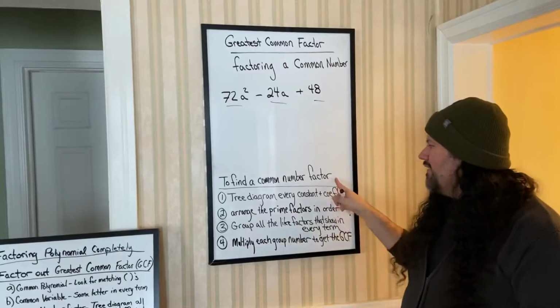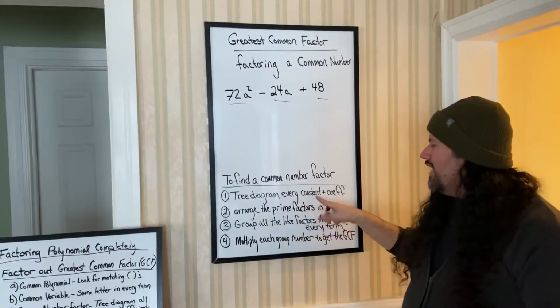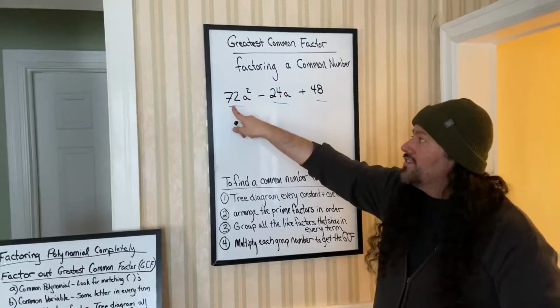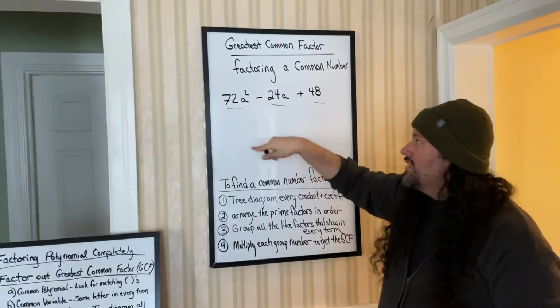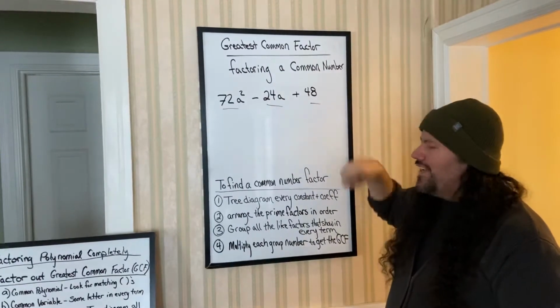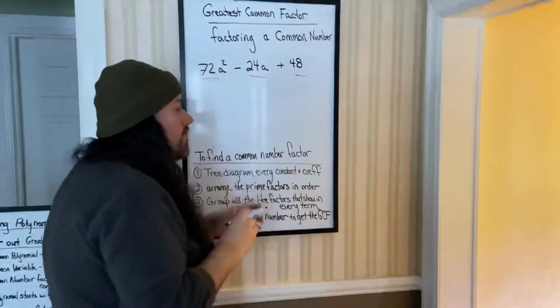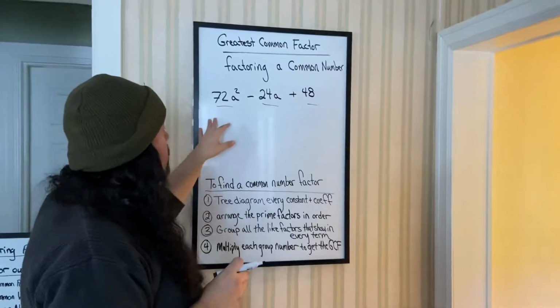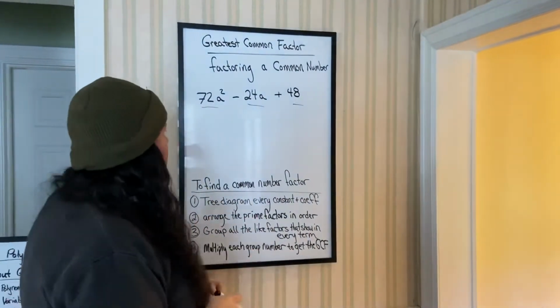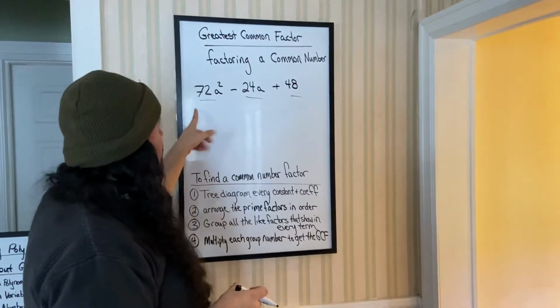Now, how do we do a common number factor? What we're going to do is a tree diagram for every constant and coefficient. So I'm going to do a tree diagram for 72, the coefficient here, 24, the coefficient here, and 48, the constant here. Now, if you didn't know how to do a tree diagram, just think of any two numbers that you know multiply to give you 72. Everyone might have a different starting point.